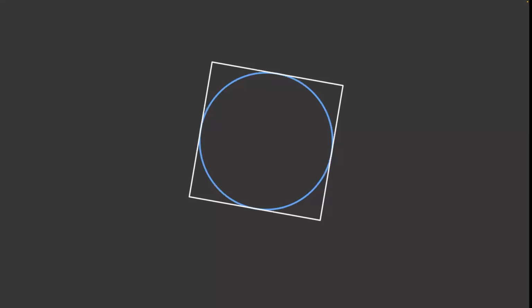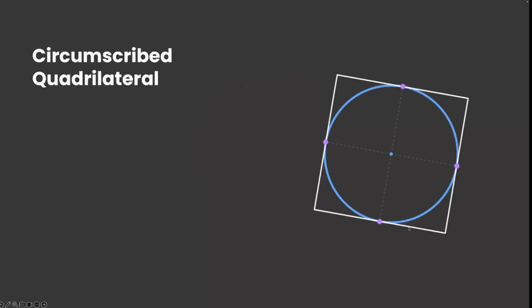Hey there, look closely at this shape. What is special about the shape? Let's see. This is called a circumscribed quadrilateral. That's quite a mouthful, isn't it? Circumscribed means it is drawn around. This quadrilateral is drawn around this circle.